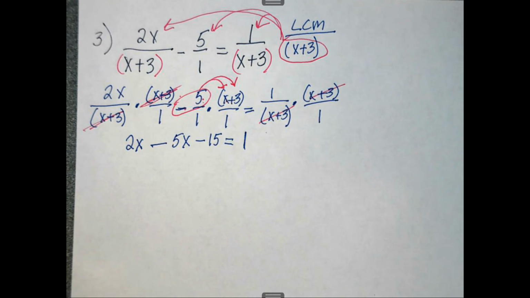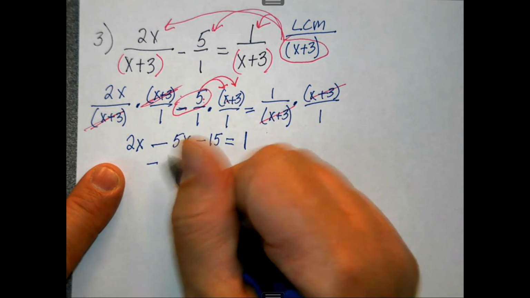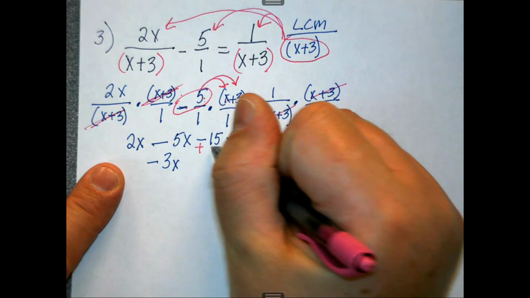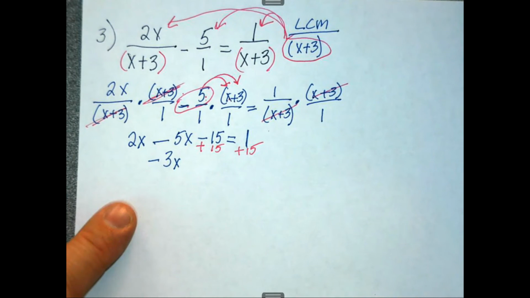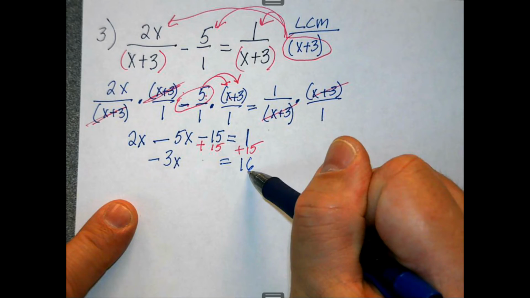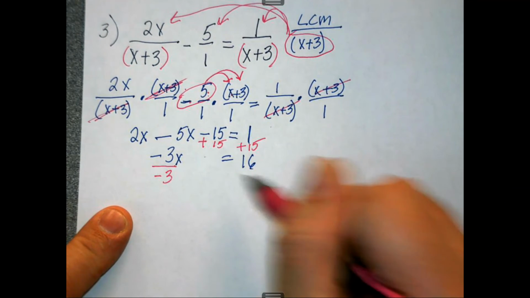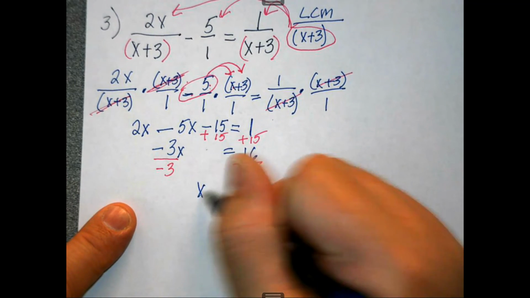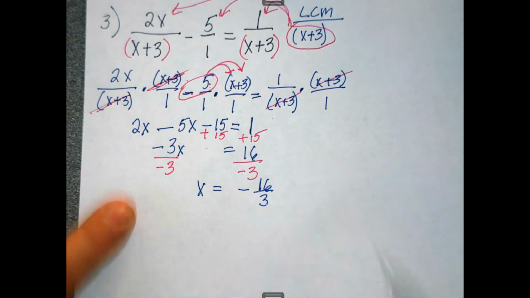Solve for x. 2 minus 5x, negative 3x. I'm going to go ahead and add the 15 to both sides. So negative 3x equals 16. Divide both sides by negative 3. So my x is going to equal negative 16 thirds.